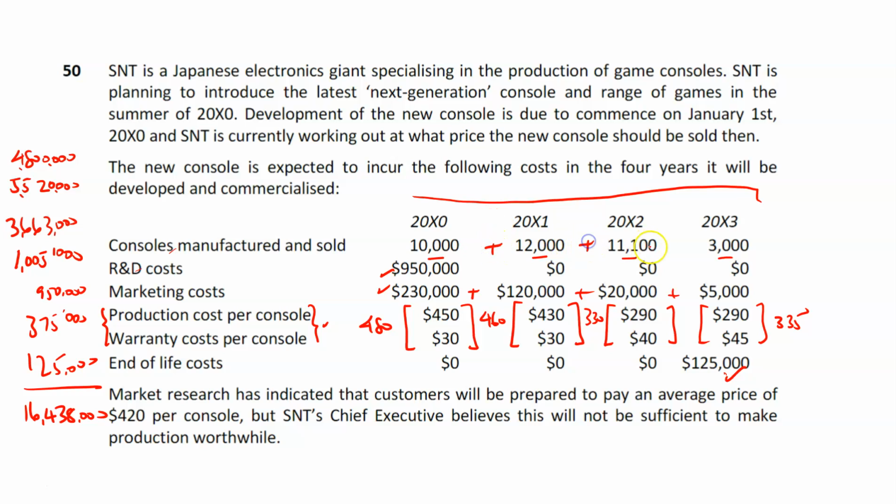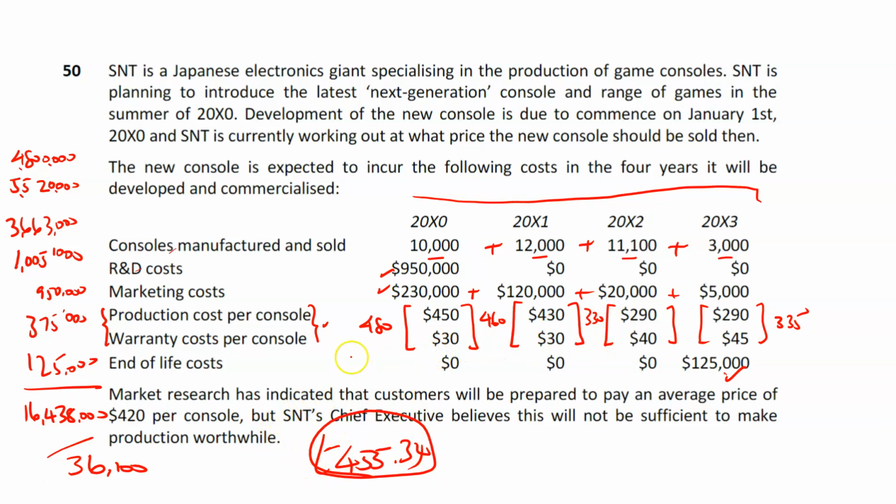We are making 10,000 plus 12,000 plus 11,100 plus 3,000, and that's 36,100 units. So let's divide the 16,438,000 by the 36,100. You come to a total of £455.34. That's the life cycle cost.